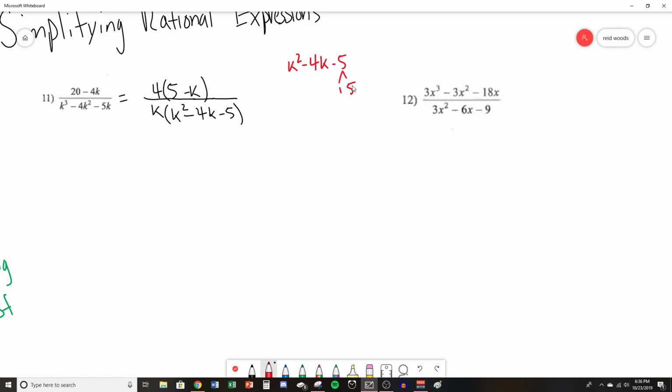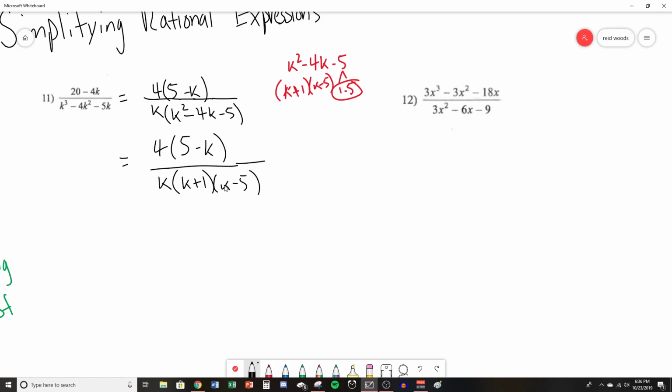Break that apart, it's 1 and 5. And then the factors that add to get the middle number. So it's the factors of negative 5 that add to get negative 4. That's going to be negative 5 and 1. Okay, those are my factors. So I get k plus 1 times k minus 5. I don't have to do any division or anything like that. These are my factors, so that's going to replace that bottom part. Now, we're going to have k times k plus 1, k minus 5.